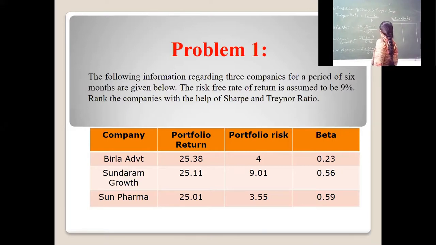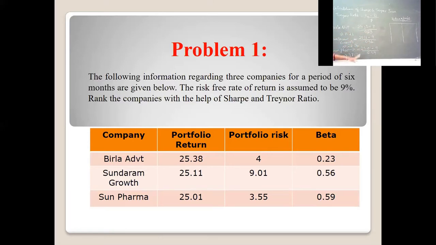What is the value? What is the value for Birla Advantage? Ma'am, 71.21. Okay, 71.21. Sundaram? 28.76. 28.76. Okay, and Sun Pharma? 27.13. 27.13. So now, students, calculation is not important, but how you interpret is very important.